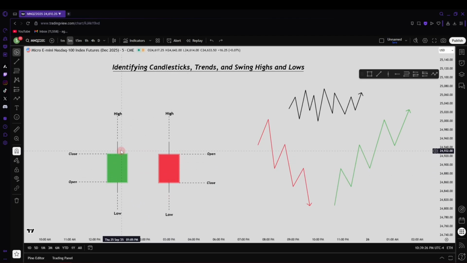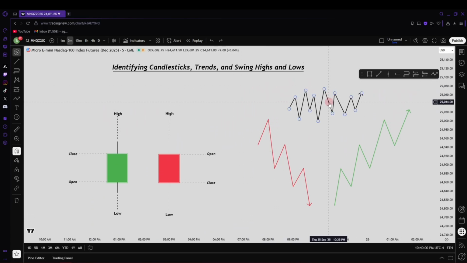Now these little black stems that you see protruding through both candlesticks are the candle's wicks. And normally the wicks can be represented as either the lows or the highs for every single candlestick on the chart. That just represents the individual candle's high and low. That doesn't account for swing highs or swing lows. That is something I will get into right now.